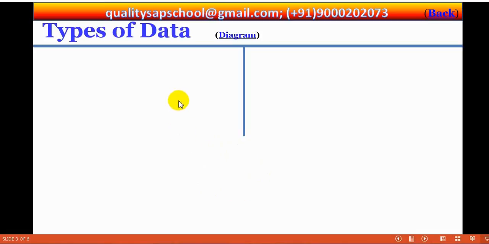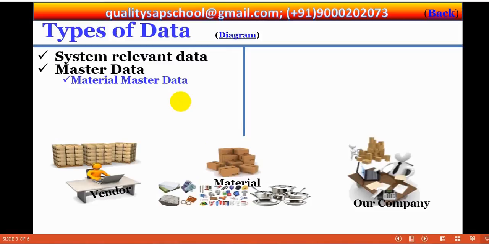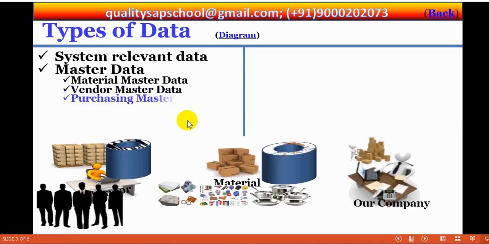Now, before going to the quota arrangement, let us look at the types of data. We have discussed these types of data already before. The types of data are as follows: master data. In that master data, there is material master and vendor master data, whereas purchasing master data is about the relation between the organization levels, material master data and vendor master data. All transaction related information is regarded in the purchasing master data.